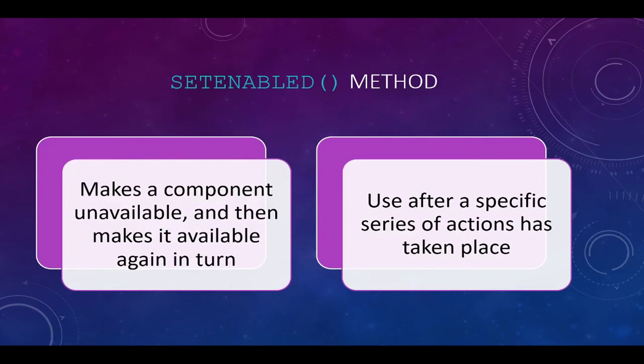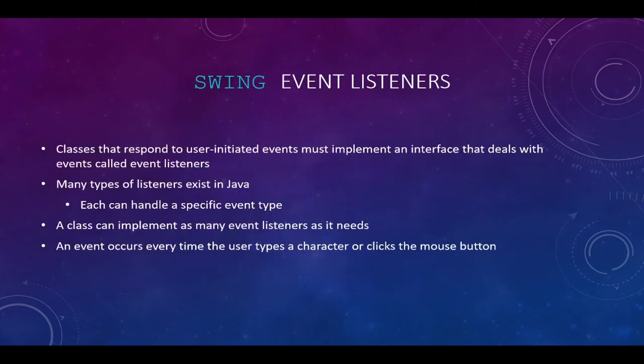Now, we have a method called setEnabled. The setEnabled method makes a component available or unavailable. So you can initially make your button disabled. Then once the user types into the text box, you can change it to setEnabled equal true, and then your button will be allowed to be clicked. It's used after a specific series of actions has taken place, and it allows your user to either use or not use any of those Swing components.